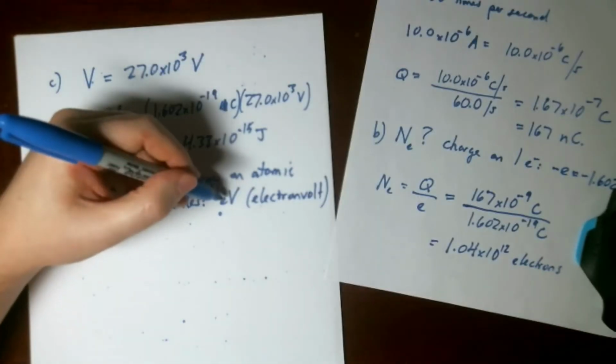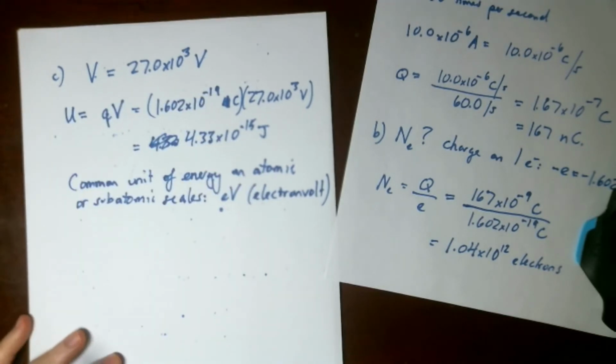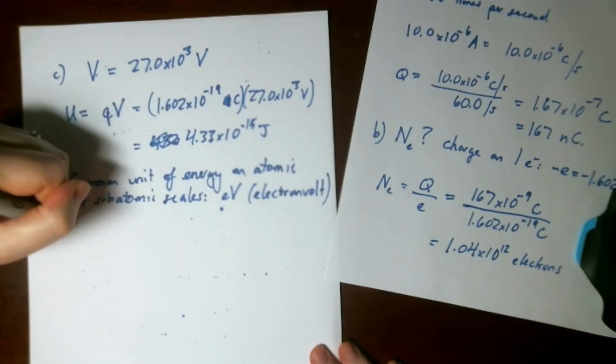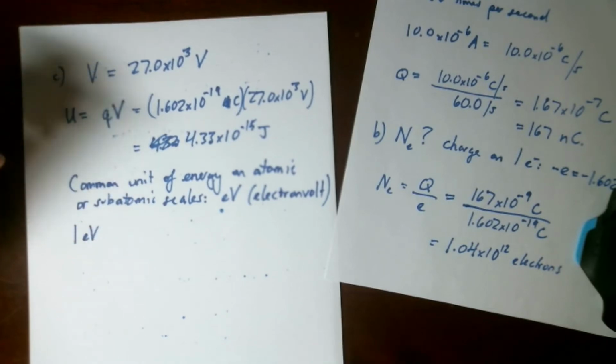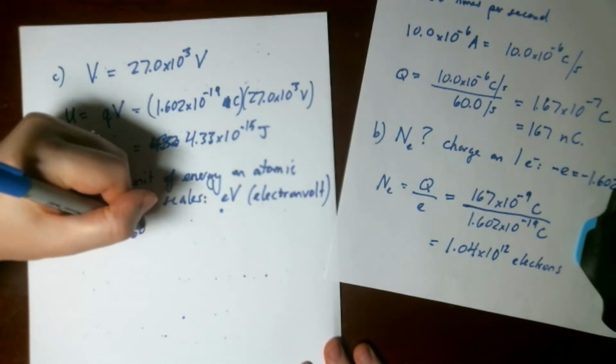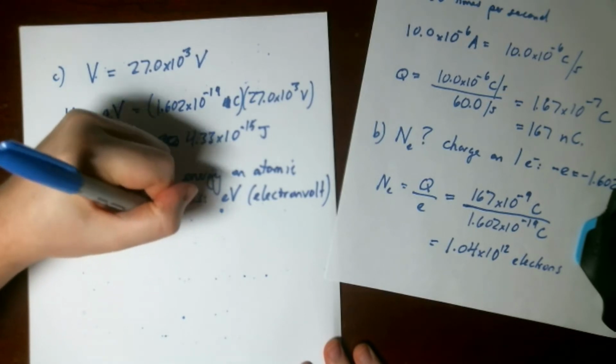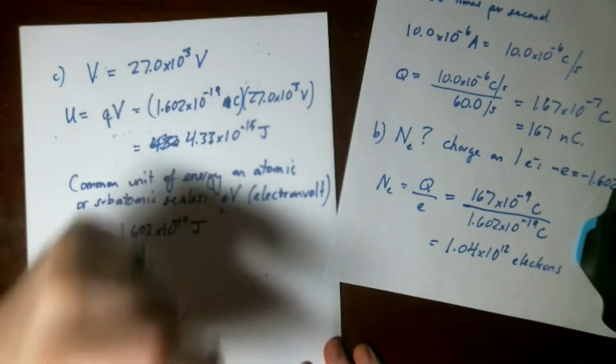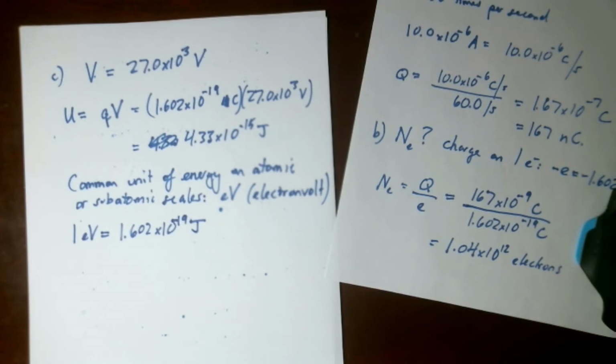That's denoted by eV, which stands for electron volt. So 1 electron volt, and you'll recognize the number, is 1.602 times 10 to the negative 19 joules. In fact, 1 electron volt represents the kinetic energy gained by an electron being accelerated through a potential difference of 1 volt.